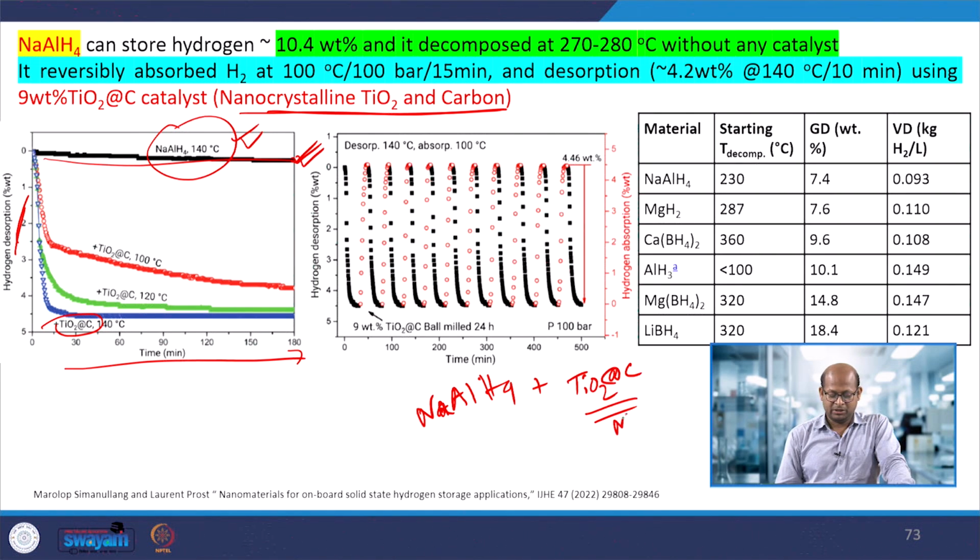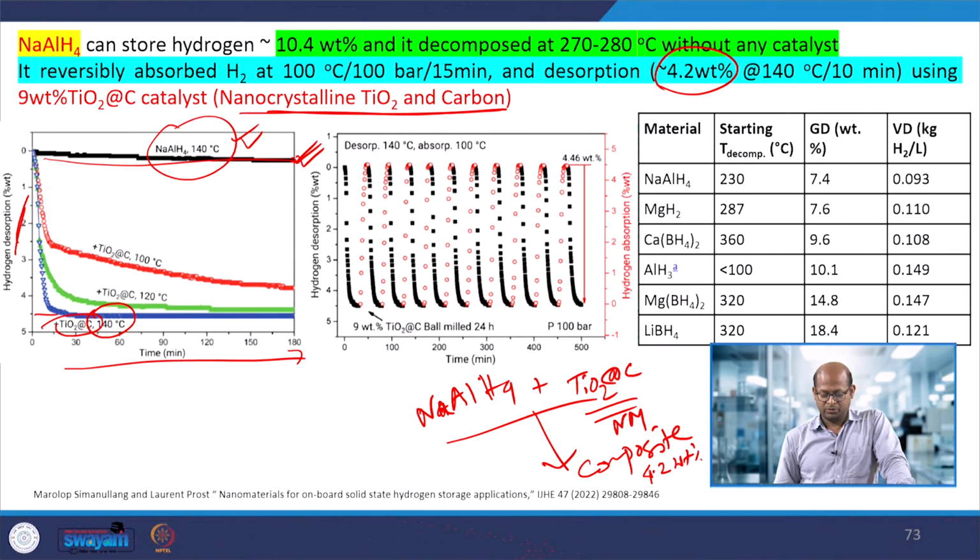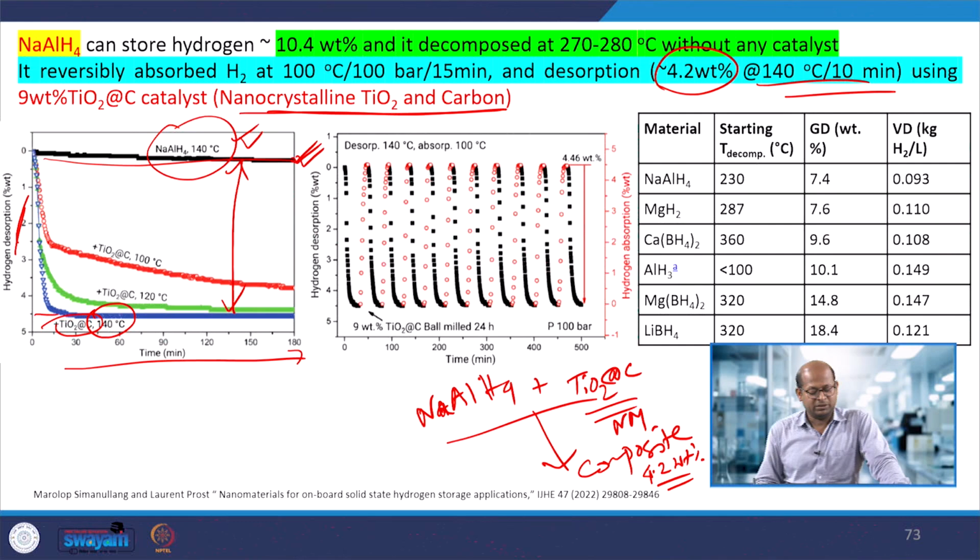These are the nanomaterials that, if we use a certain weight percentage and make a composite material, release a good amount of hydrogen, close to 4.28%. So here we get 4.28% hydrogen within 10 minutes. The desorption amount, as you can see from this to this, has increased.